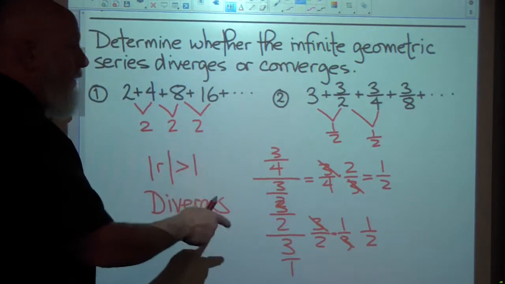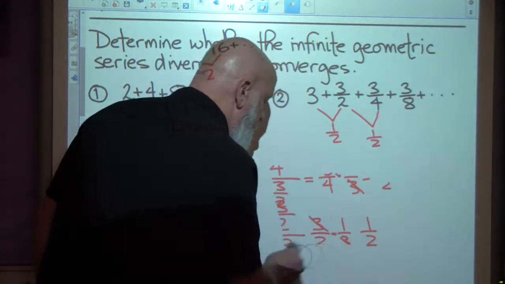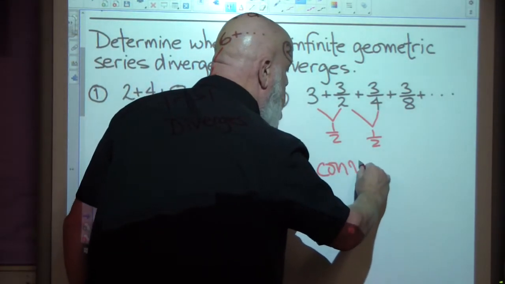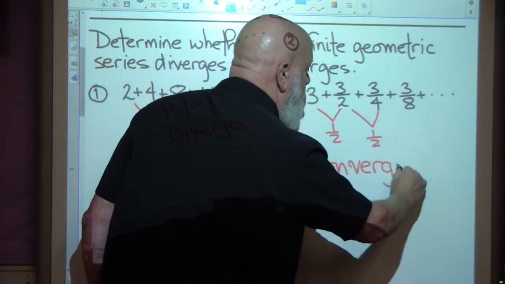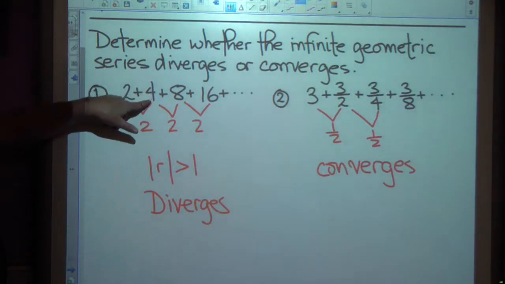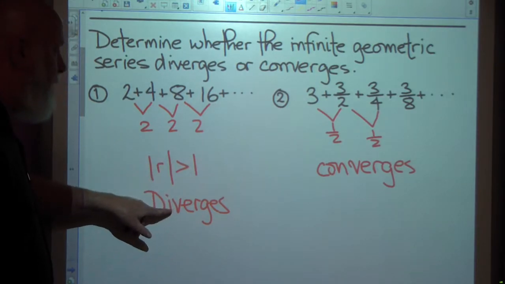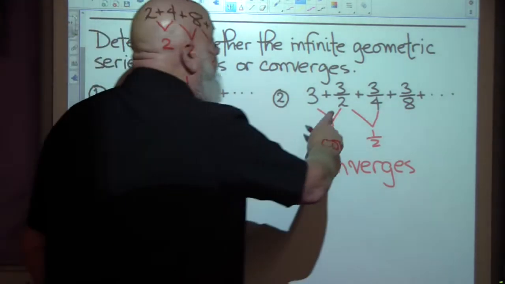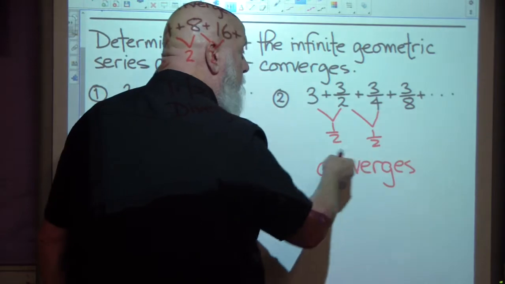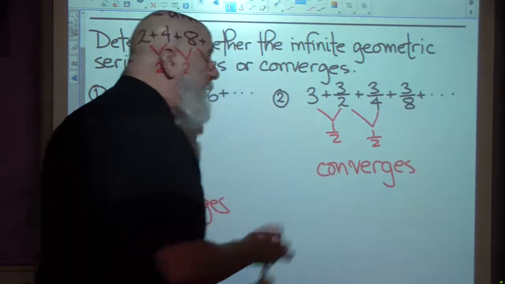Since the absolute value of 1/2 is less than 1, we can say that this infinite geometric series converges, and we can find the sum. Or we can say it's convergent. Okay. So if we find the common ratio and the absolute value is bigger than 1, then we say it diverges, cannot find the sum. But if the absolute value of the common ratio is less than 1, between 0 and 1, then we can say it converges and we can find the sum.